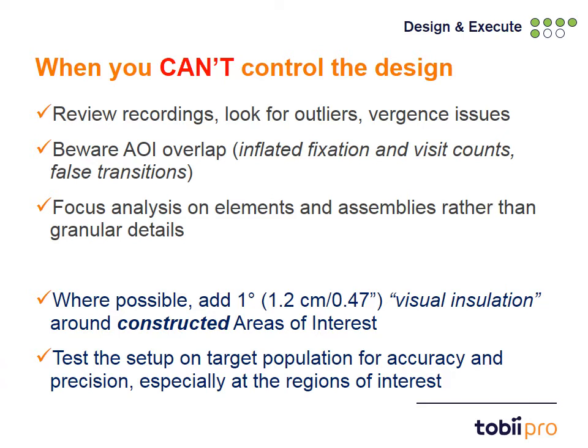That might be the case if the object of study is a piece of commercial packaging or ad material, or a website that's not under your control. What can you do in this case? Well, you can certainly review the recordings and look for outliers that might strongly skew results, and also be attentive to Vergence issues, which we'll describe in the next slide. You also want to be aware of AOI overlap, and this could result in inflated fixation and visit counts, false transitions between areas of interest, and could be problematic in your analysis.